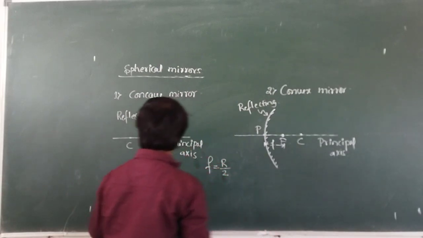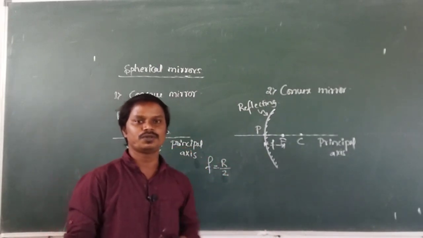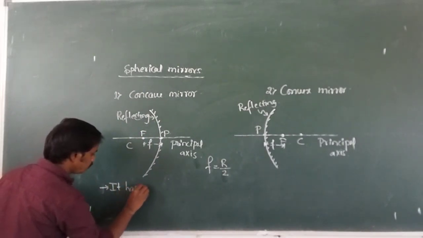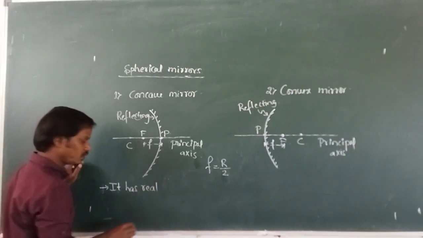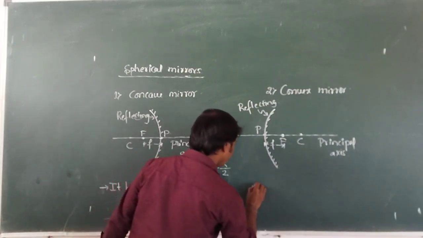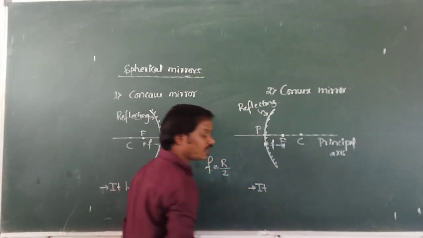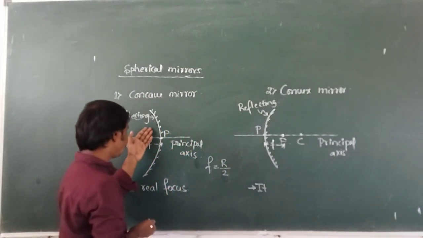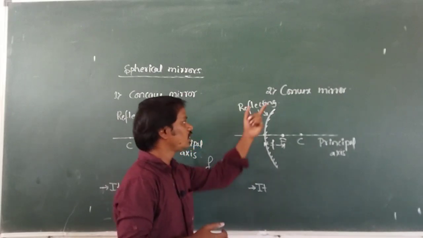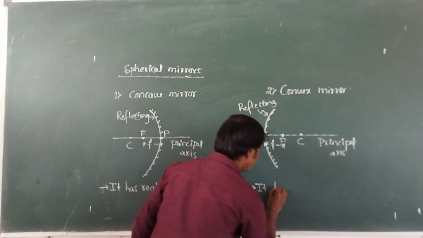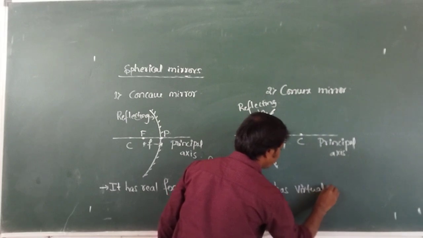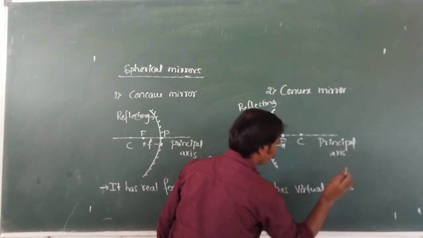Now, the concave mirror has a real focus, because of the convergence of light after reflection. But the convex mirror has a virtual focus. Which spherical mirror has the real focus? The concave mirror has the real focus. But which spherical mirror has the virtual focus? The convex mirror has the virtual focus. Remember this point.